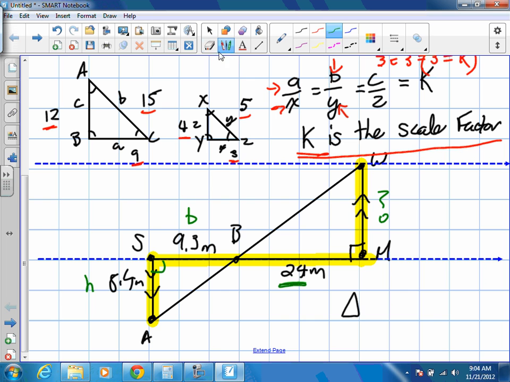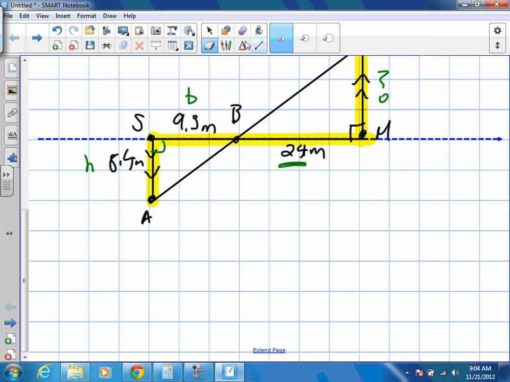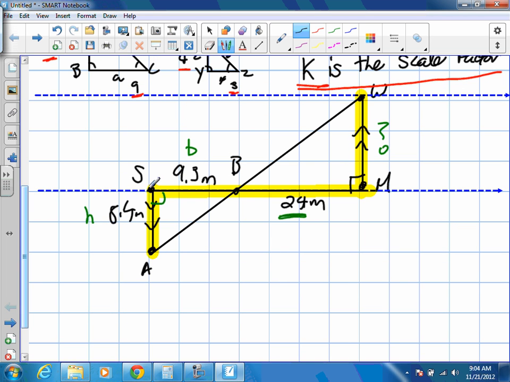So we're going to have to use our scale factors to solve this. So let's go ahead and name this triangle. If this is S, this is side S. This would be side B, and this would be side A. If this is M, this is M. Now I notice there are two B's. So we're going to call this B1, and this side will be B2. Okay? And finally, that's W. This will be side W.